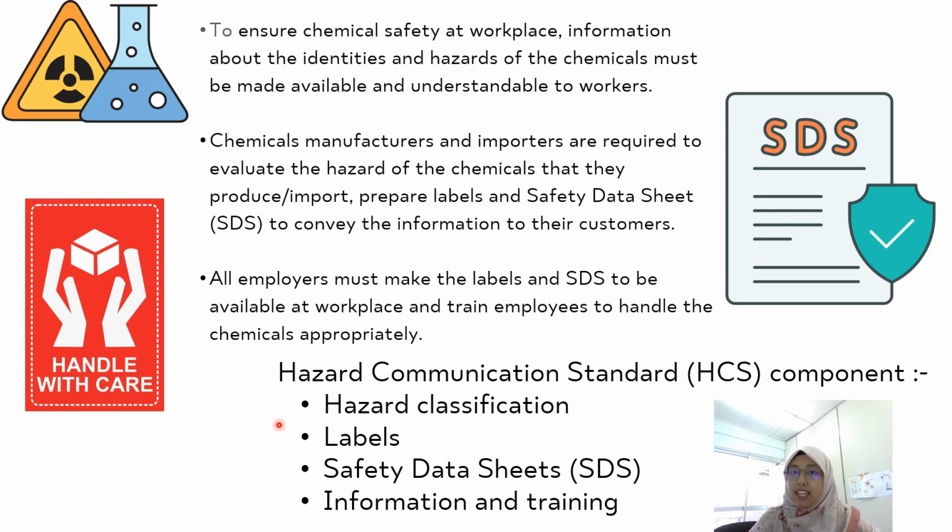Next, chemical manufacturers and importers are required to evaluate the hazards of the chemicals that they produce, and prepare labels and safety data sheets to convey the information to their customers. So basically, any chemicals that are submitted to our lab, or any chemicals that we want to buy, must have an SDS, safety data sheet, because it is important so that we know what it is made of, such as the nutritional value inside your food. So here are the SDS for chemicals.